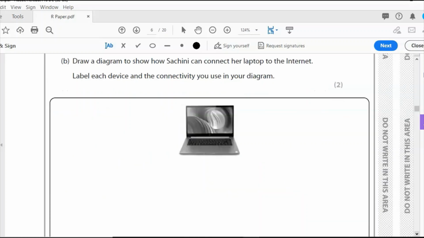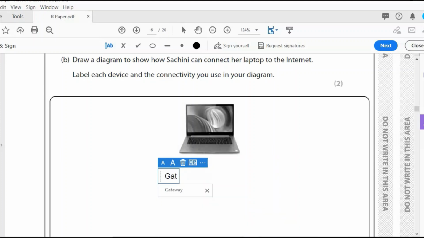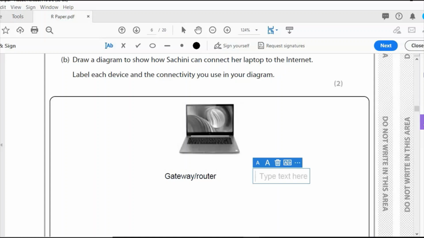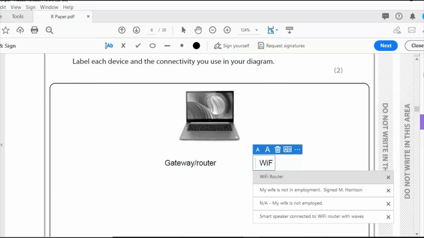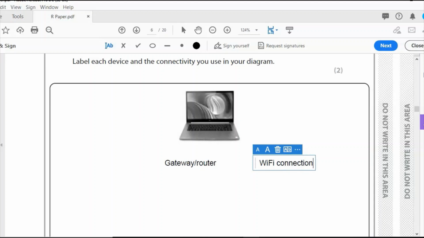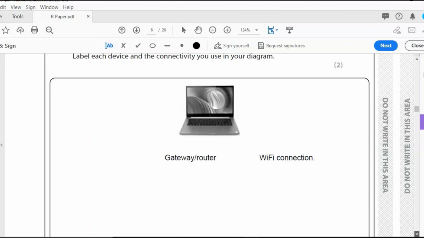B. Draw a diagram to show how Sashini can connect her laptop to the internet. Label each device and the connectivity you use in your diagram. Now, it's not easy for me to draw the diagram in here, but you need to have a gateway/router, and then from there you need to have a Wi-Fi connection, an appropriate Wi-Fi connection. So as long as you've drawn them in there, then you get the 2 marks.